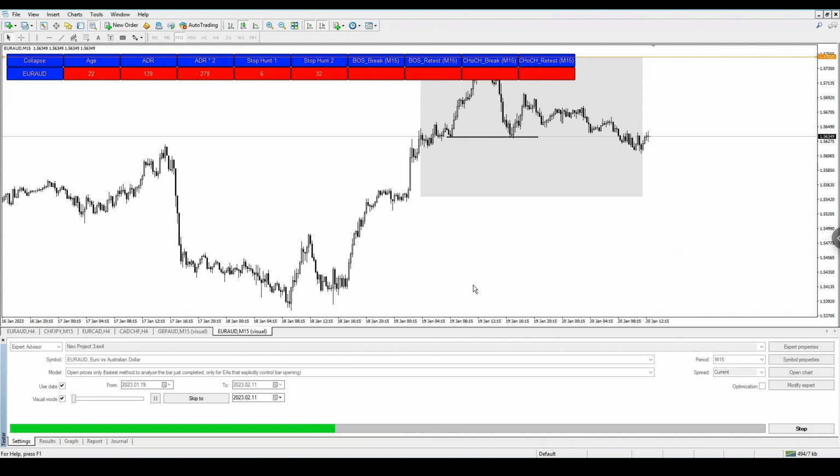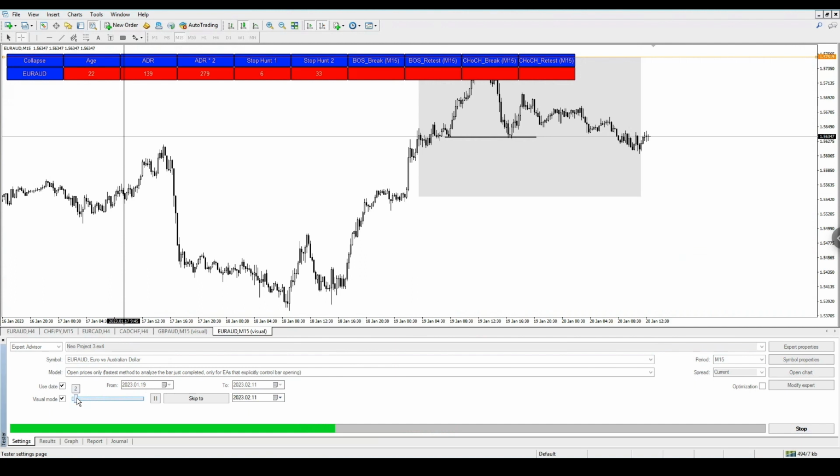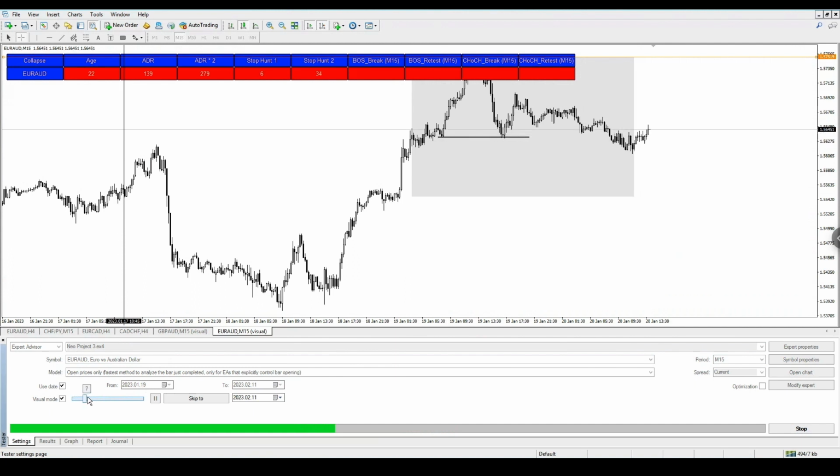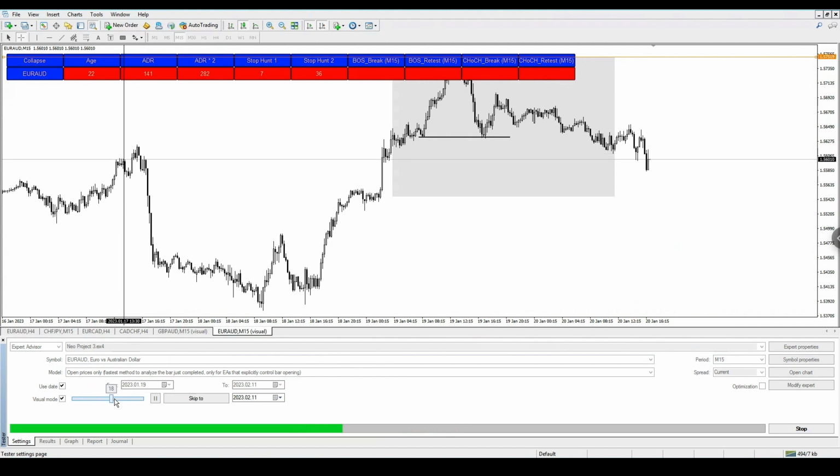And there you go. You can already see that the change of character has been broken. Again, this would have updated for you. Our TP2 was around this area here. So that's where we're waiting for price action to go to, being a brand new Neo trade, not a re-entry, which would have been a day trade. This is a swing trade.